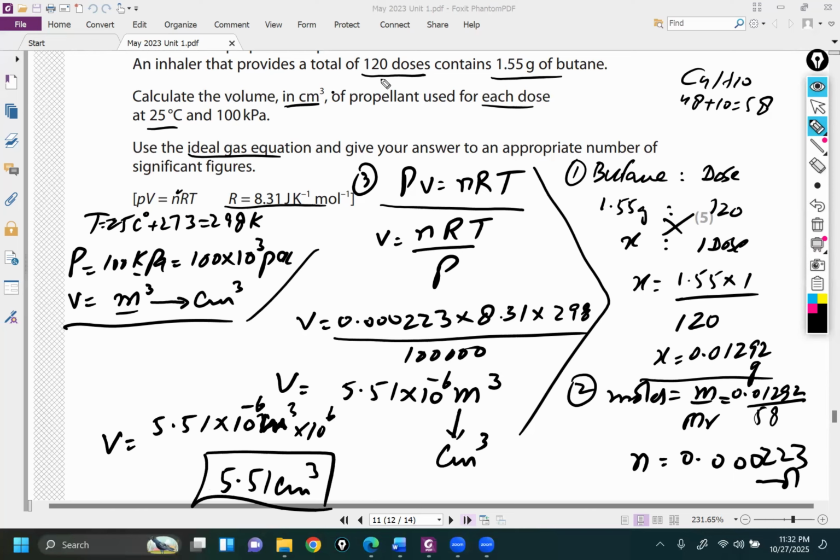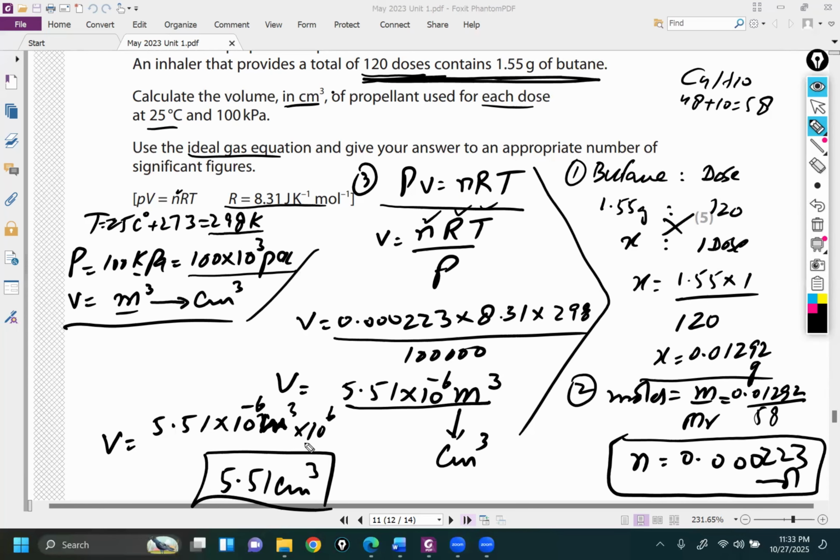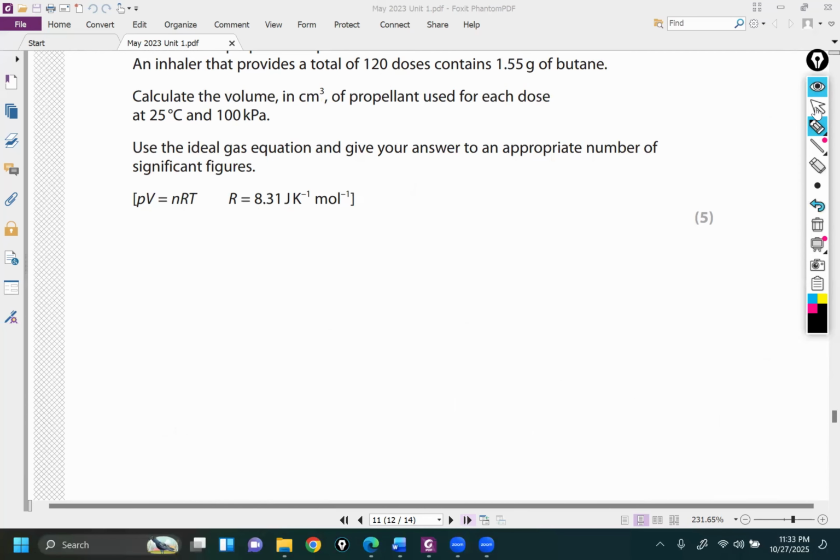So see here, by using this information, first we find out that one dose contains how much butane, then we change into its mole, dividing by MR of butane. This mole we need to put here in this formula. R is given, temperature is given, we just change into Kelvin, pressure is given, we just change into Pascal. We calculated the volume in meter cube, and by multiplying with the 1 million, we change into cm cube. This is a solid question, carried 5 marks. So much weightage in the paper.